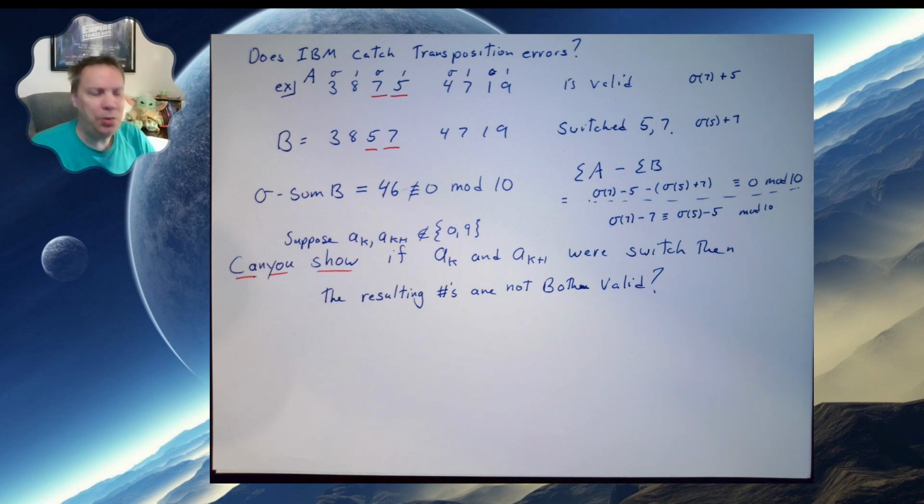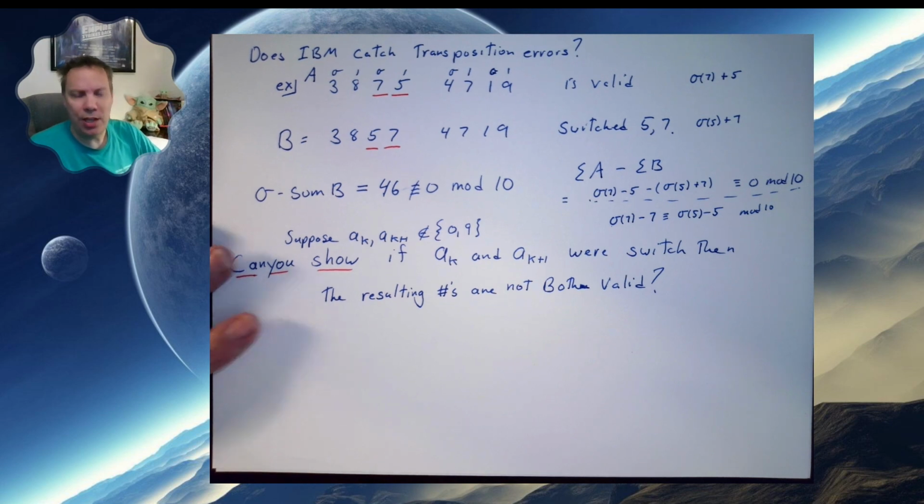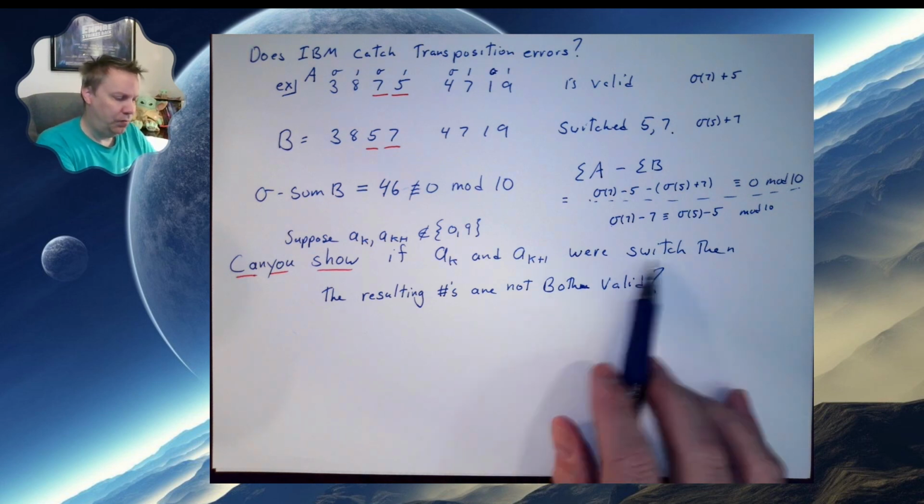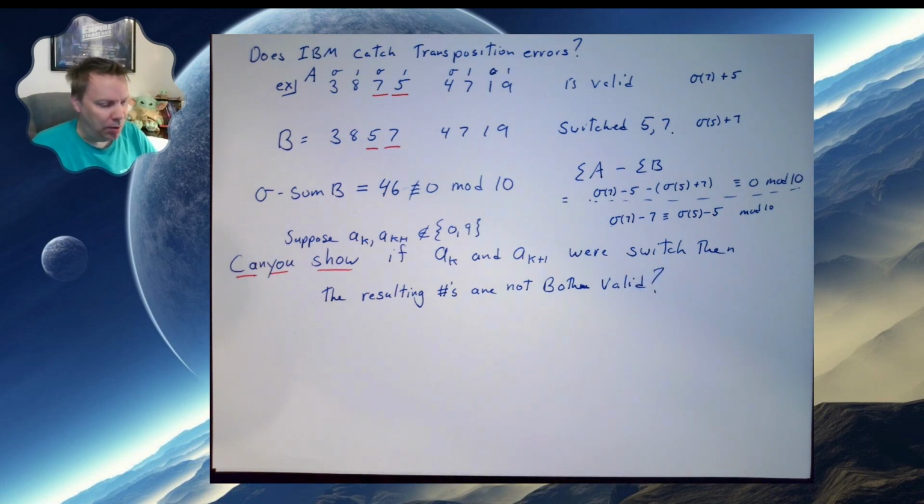Now, why did I show you this little calculation? Well, that comes down to this question I have for you. If I have two digits, I'm going to take out 0 and 9 because 0 and 9 are not changed by the sigma, and we switch them, can they both be valid numbers?